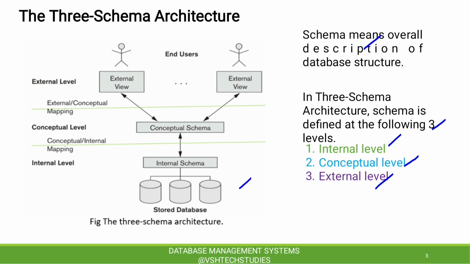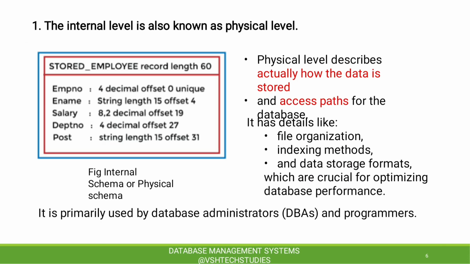So this is internal schema. Next we have conceptual schema. Next we have external schema. External schema is also known as view schema. Conceptual schema is also known as logical schema. Internal schema is also known as physical schema. As already said, internal level schema is also known as physical level schema.